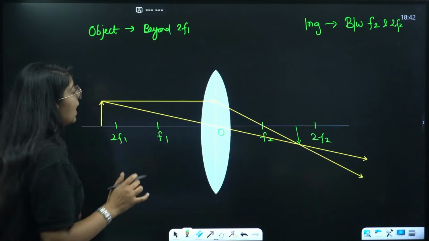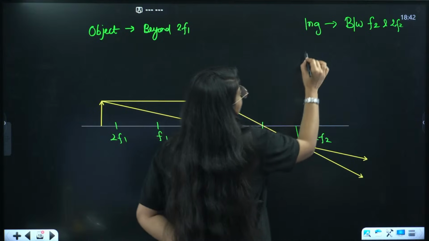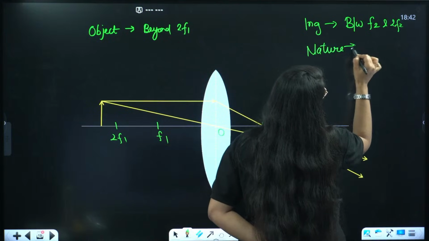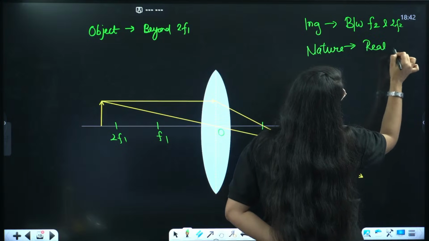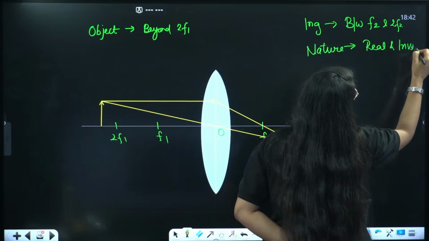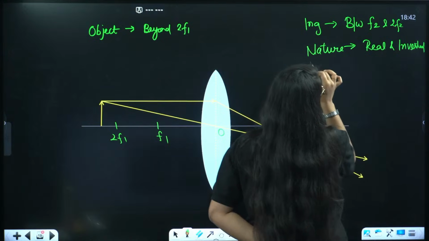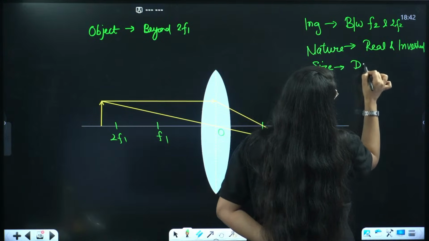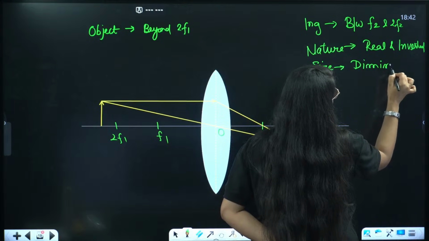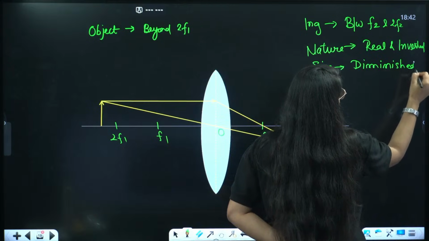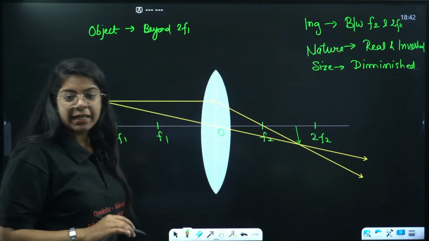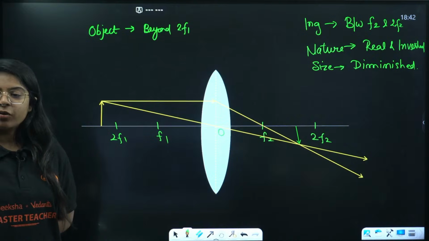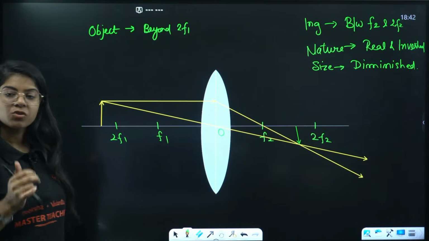ठीक है? And the nature of the image is real and inverted, and it is diminished. Size is diminished. Done? Anyone has any doubt? Let me know. Jaldi. Real, inverted and diminished. Very good. ठीक है? चलो.